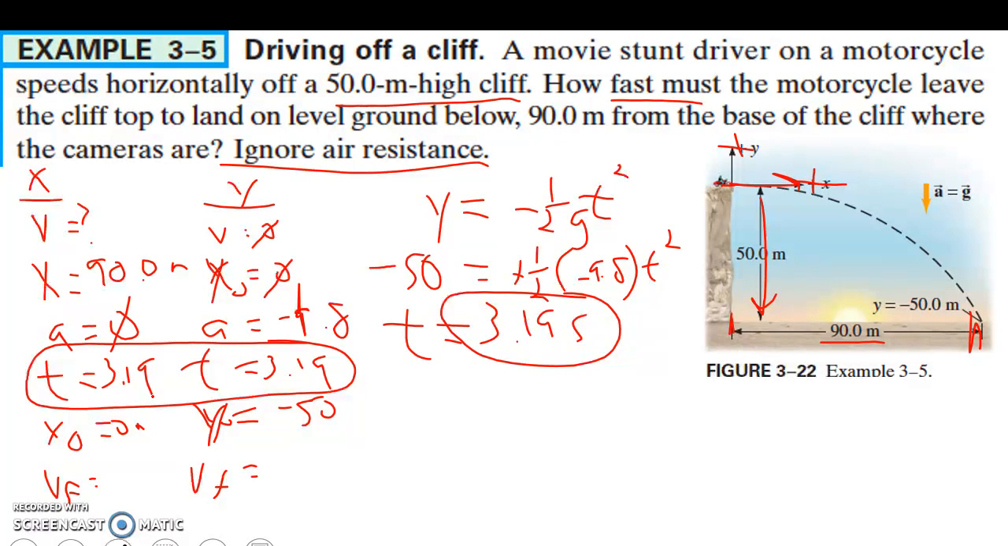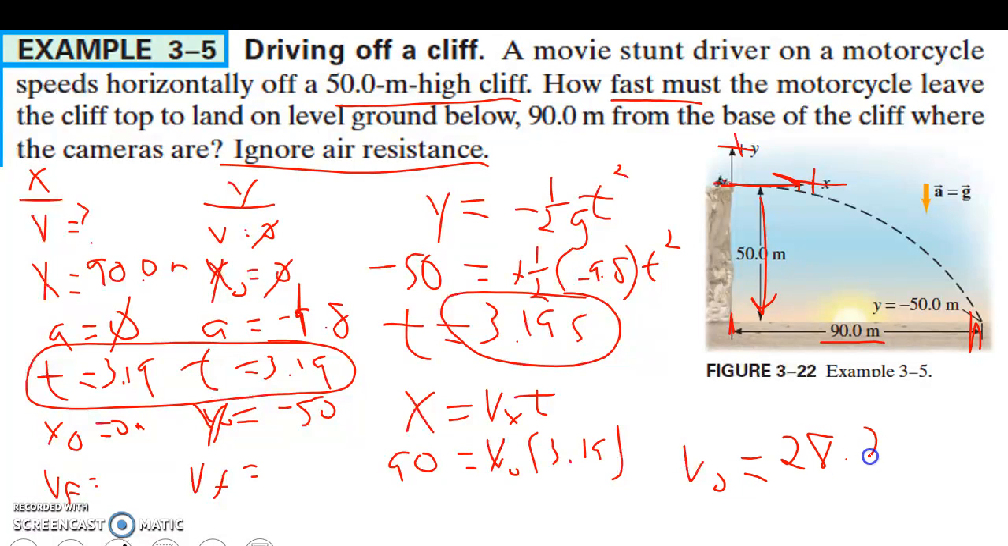Now I look at my equation to find initial velocity, and that has been really made easy. My velocity in the x times time, because I have no acceleration. So my distance is going to be 90. I don't know Vx, but I know my time is 3.19. So now my initial velocity, again, doing the math, 28.2 meters per second. And I've solved that. Again, the key to this, find time.